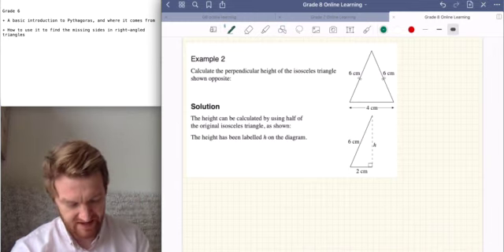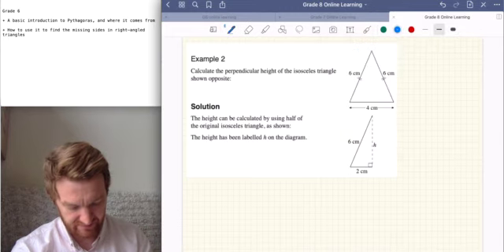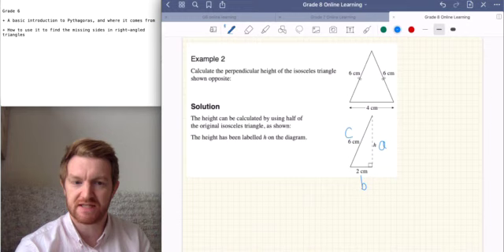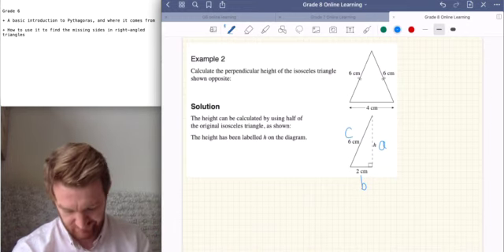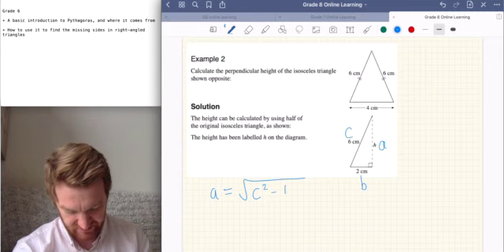Let's label it A, B, and C again. I'm going to label it differently. I'm going to call that one A, that one B, and that one C. As long as C is the longest, it does not matter. Formula: square root, longest minus the other short one.